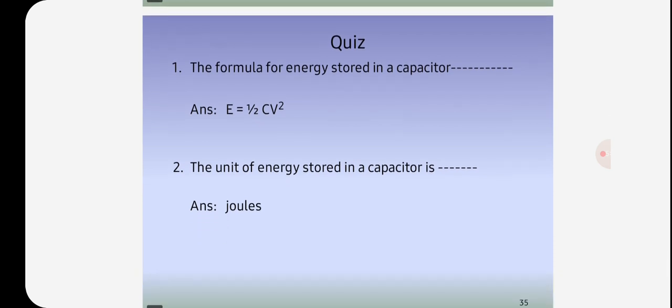Here we have a few quiz questions. The formula for energy stored in a capacitor is half CV square, and the unit of energy stored in a capacitor is joule.